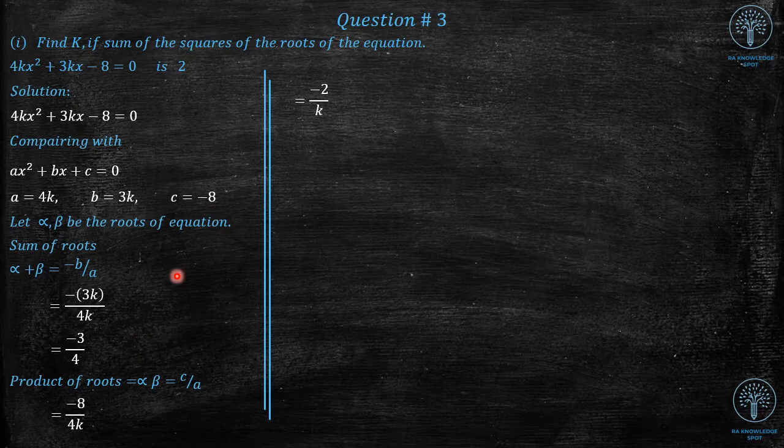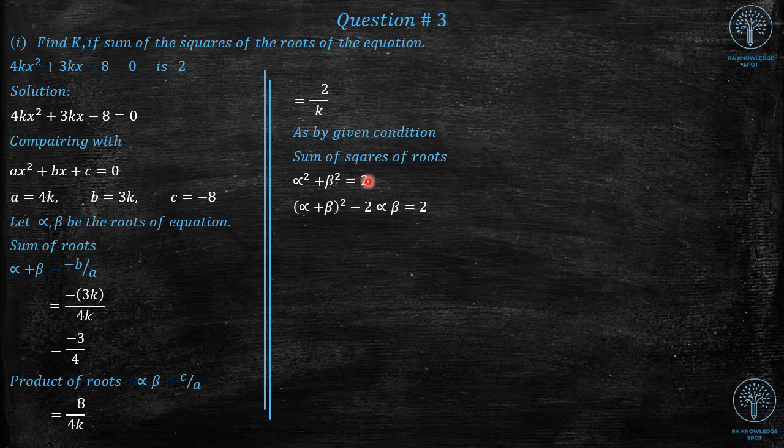Again cancellation, 4 ones are 4, 4 twos are 8, minus 2 by k. As by the given condition, the condition is the sum of the squares of roots. Now as by the condition, alpha square plus beta square is equal to 2. Now dear students, here is a new concept for you.